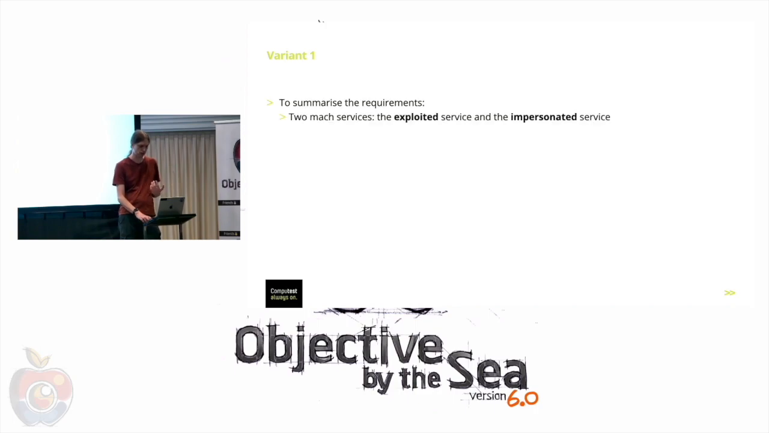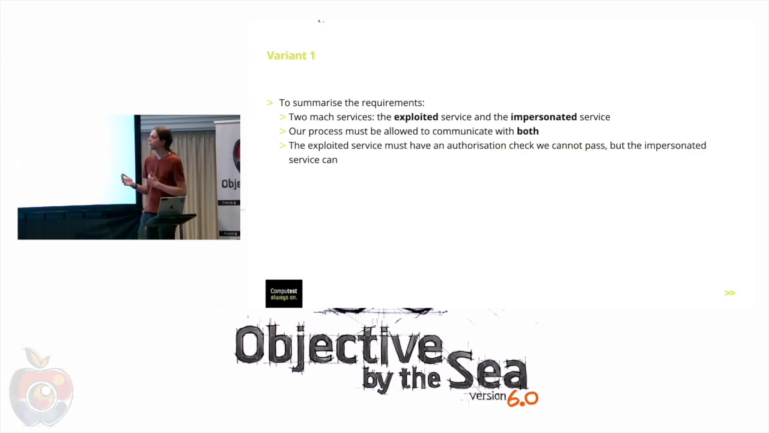Now, to summarize what is required here, I need to have two different Mac services, one that I want to exploit, which has an authorization check, and one that I use to impersonate. And I need to be able to connect to both. If the sandbox does not allow me to connect to those services, then I cannot use them for this attack. And also, if they reject me immediately upon establishing the connection, it also doesn't work.